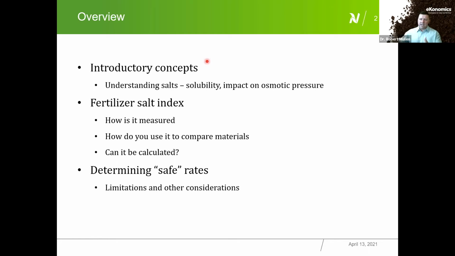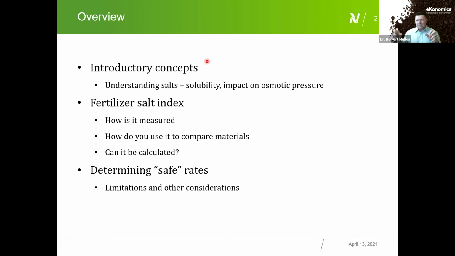Again, if you understand the framework, and hopefully what I've assembled is an easy way, I'm basically going off of what Rader had published back in the 40s, and then it was repeated in the 50s, and then Mortvedt updated it in the 90s and the early 2000s. I'm hoping that it's presented in such a way that you can easily replicate what I've done. And then we're going to conclude the conversation with determining safe rates.